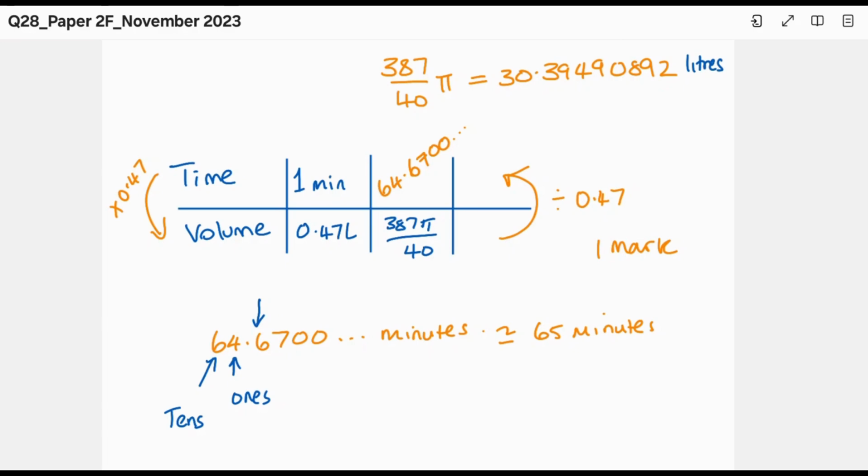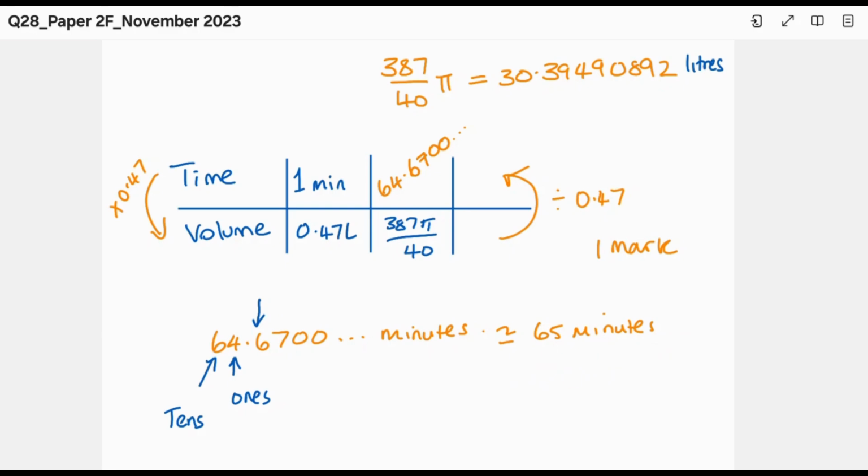Now, if you're not confident with rounding, what I would suggest is make sure you write all the digits on the calculator first, or at least 4 digits the way I've done it here. So to 4 decimal places. So I've got 64.6700. And remember to put the 3 dots if you're not confident. But then you still need to attempt the rounding. Right? So just do it this way.